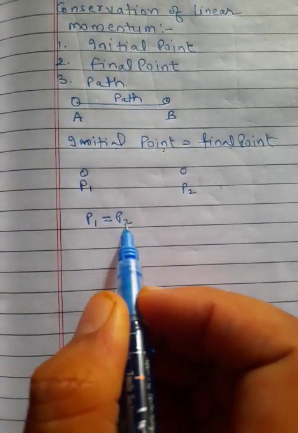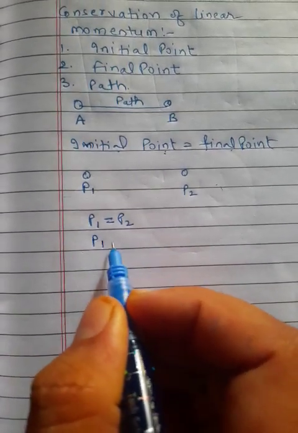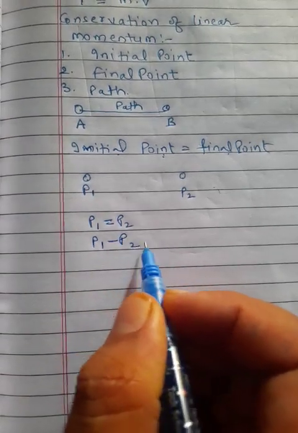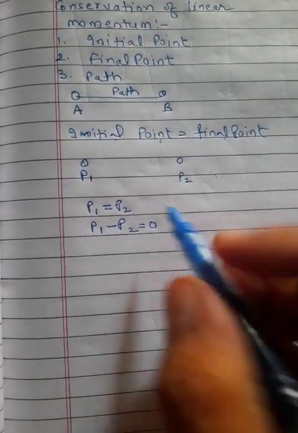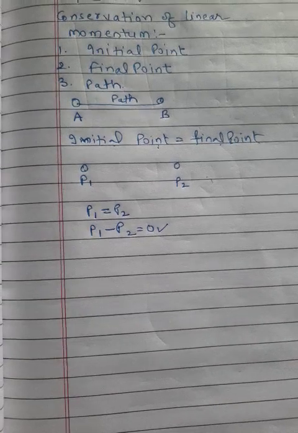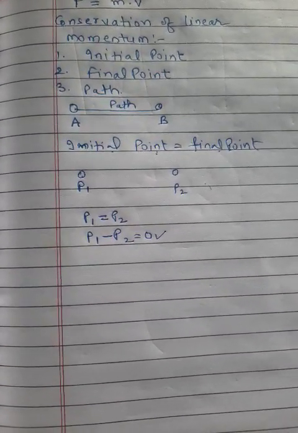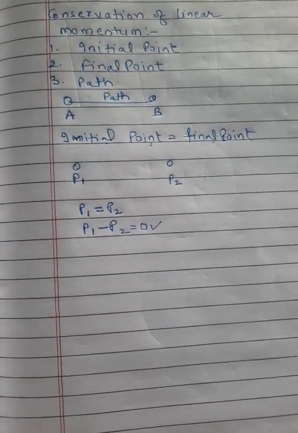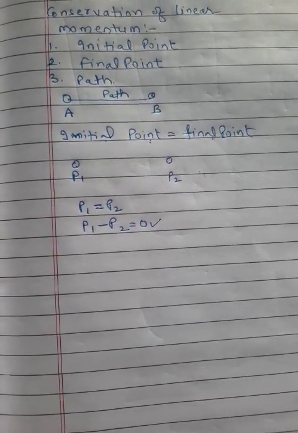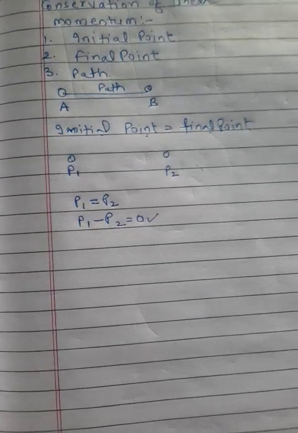If we take this P2 to this side, we get P1 minus P2 equal to 0. So this point will show conservation, meaning conservation of linear momentum. Okay, let us start understanding this topic simply by one example.